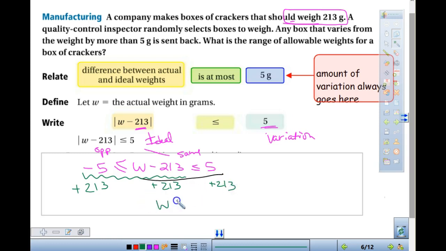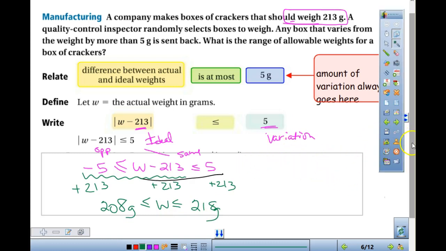So what is the weight variance that we can use? The highest weight that we are accepting for these boxes of animal crackers is 218. The lowest weight that we will take, 208 grams, right? If we are looking at that.